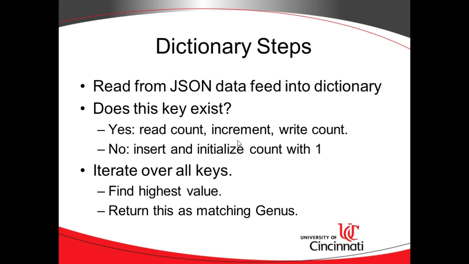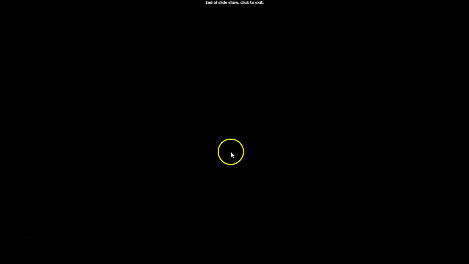After we go through that logic, after we've populated the dictionary, we're going to need to go through the dictionary one more time. We're going to need to iterate over it, find the key that's associated with the highest value, the highest count, and then we'll return that and say this is your matching genus. So without further ado, let's jump right in.